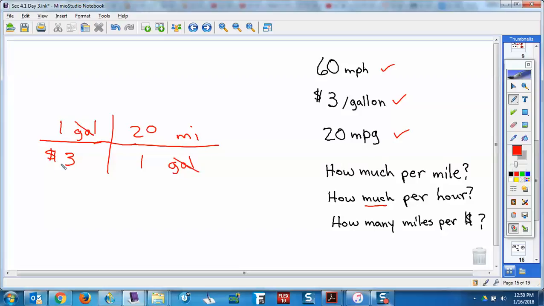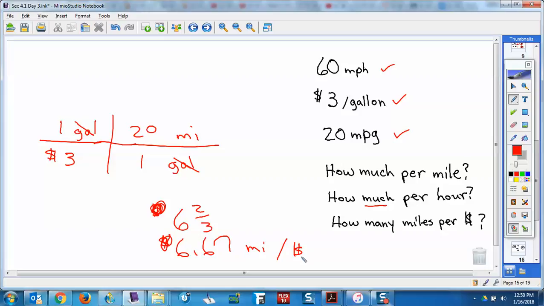I got miles per dollar. So 20 divided by 3 is what? 6 2/3, $6.67. No, that's not right. It's miles, isn't it? 6.667 miles per dollar. So I can go 6 2/3 miles for each dollar.